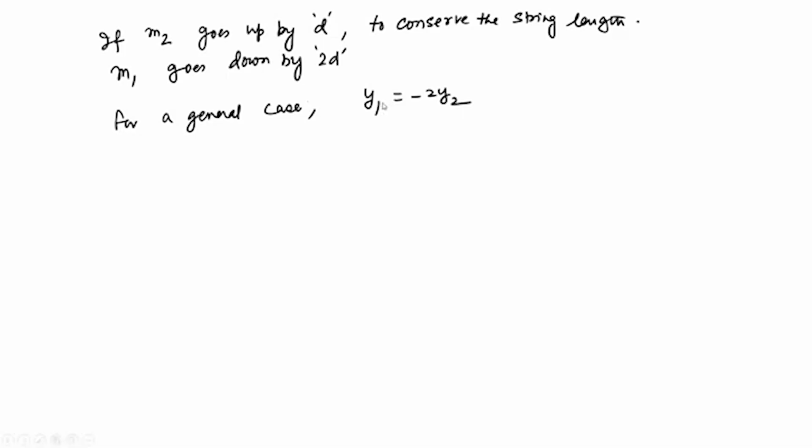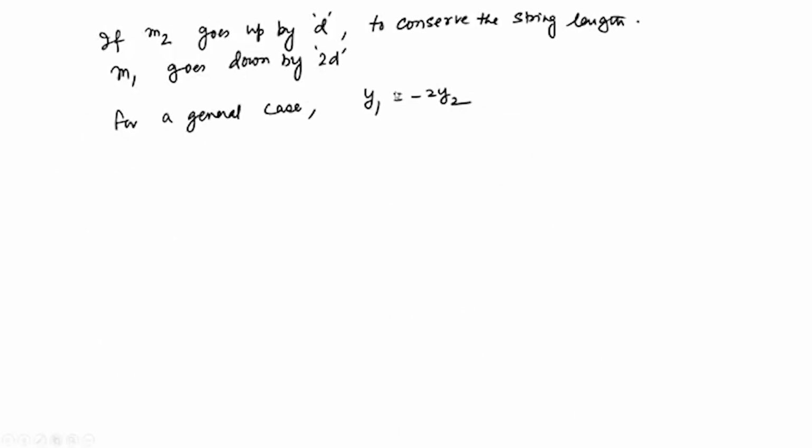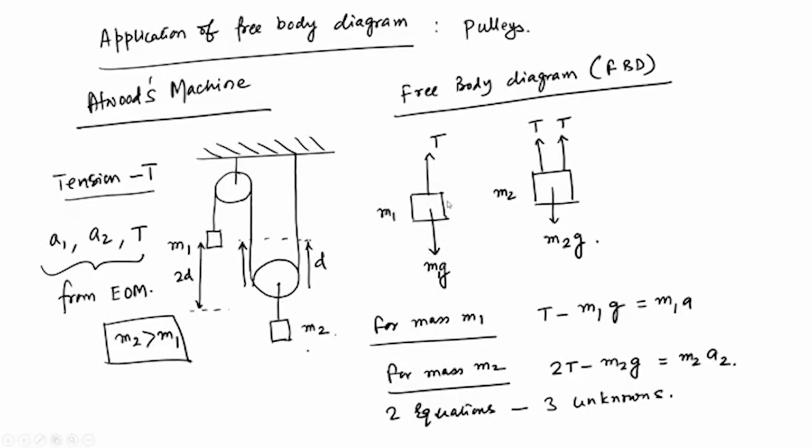is of m2. Either you take m1 going down and m2 going up, or you take m1 going up and m2 going down, but the relationship between the displacements will be that m1 will have a displacement which is twice that of m2 and in the opposite direction. That tells you the acceleration of the two objects is in the opposite direction. So, now this is another equation that you have here in addition to these 1, 2 and 3.